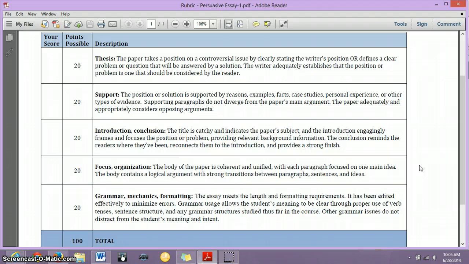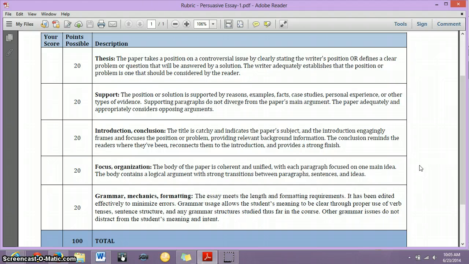Make sure you use transitions to create unity, to tie everything together. You're literally tying your paper together through those transitions, and that's why they are so very important. So use the resources that you've gotten in the class to make sure that your transitions are in place. So you need to transition from paragraph to paragraph, as well as sentence to sentence and idea to idea.